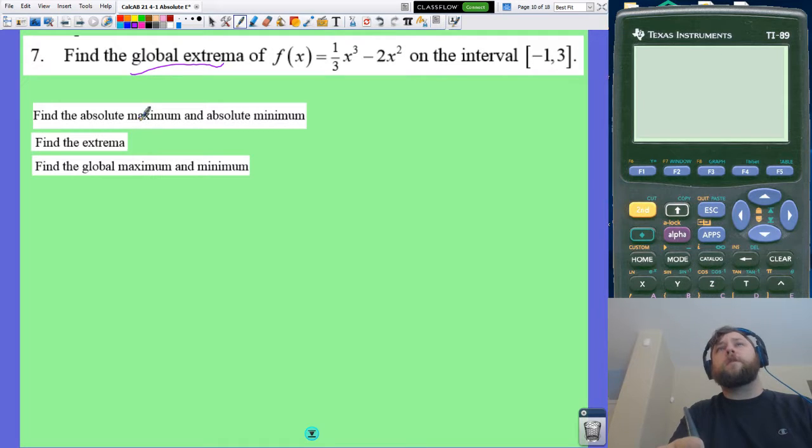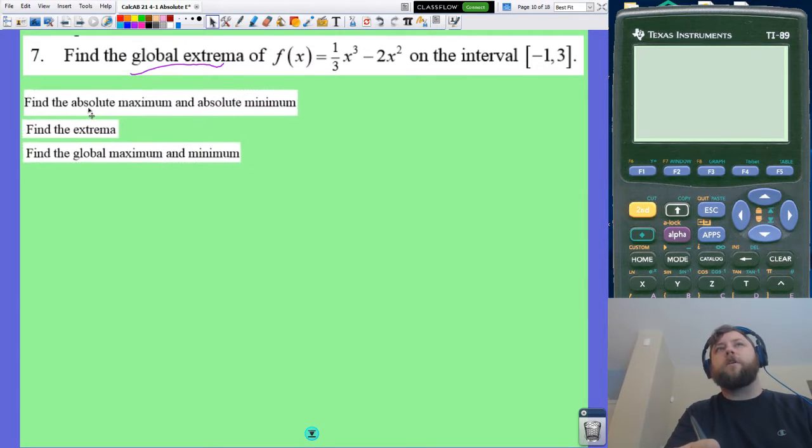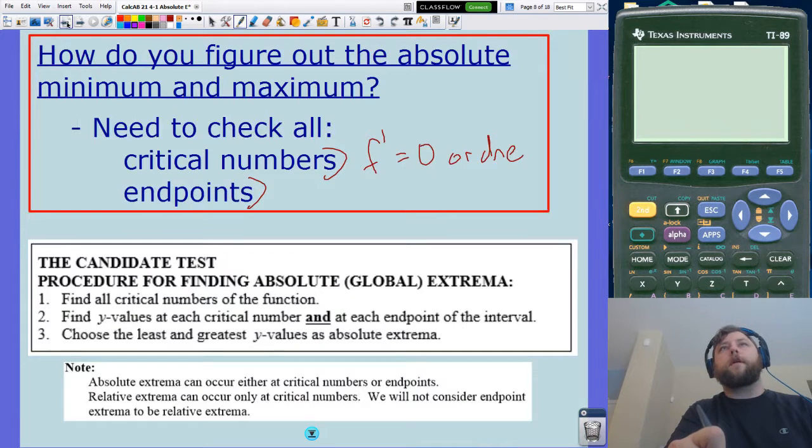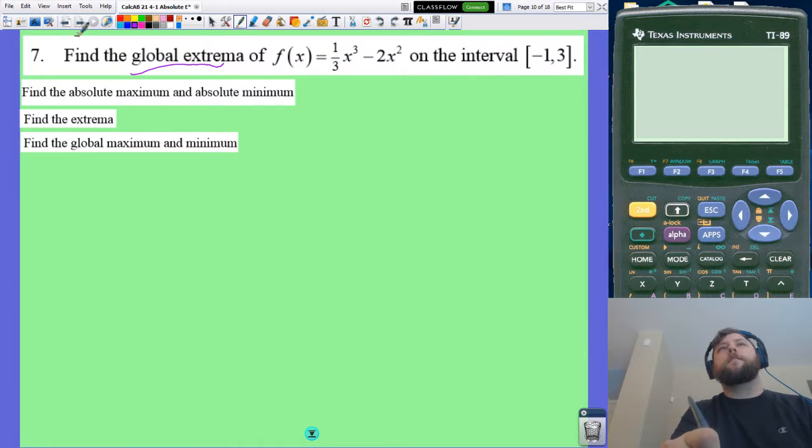All right, so we're going to actually find the global extrema. I mean, the absolute minimum and maximum. And this is just different ways to ask the same question. All 3 of these would be: find the absolute min and max of this function. So going back to my steps, I want to find the critical numbers.